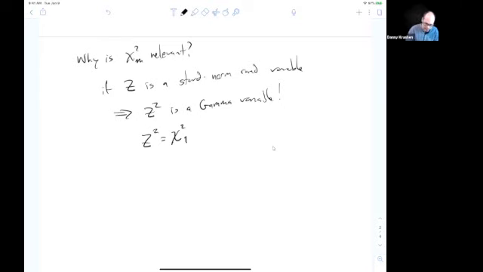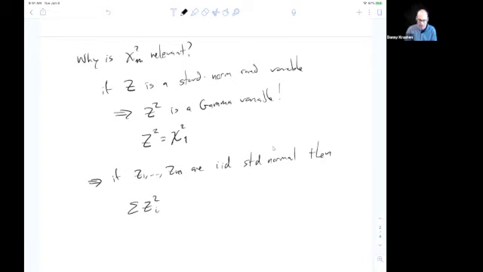And what that tells you, in addition, is that if z1 through, let's say, zm, are independent identically distributed random variables, standard normal, then, well, what happens if you take the sum of those zi squareds? Then this is a chi-square random variable with m degrees of freedom.